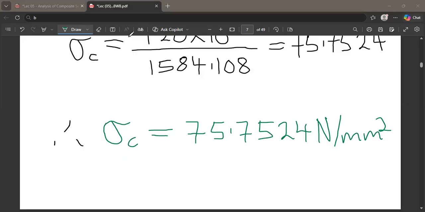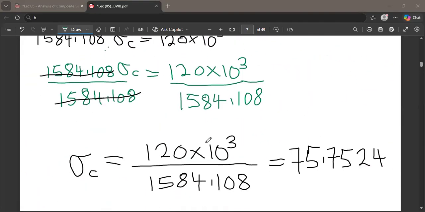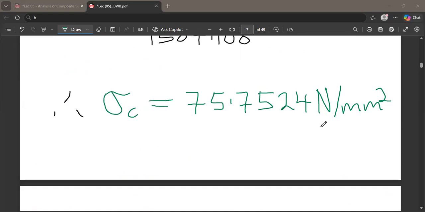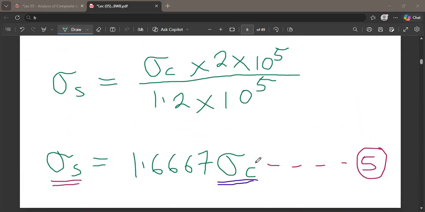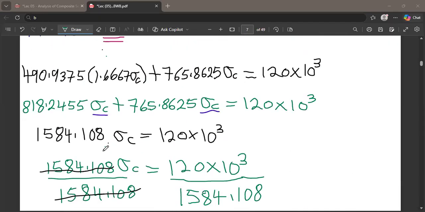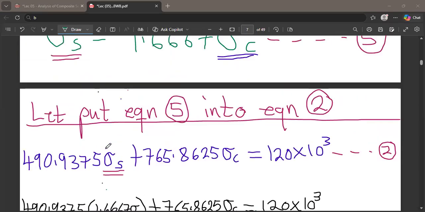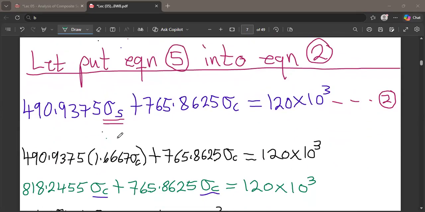Is anyone having any question to ask, any contribution before we proceed? Okay, so now we know the answer for the stress in the copper tube. We know that it is 75.7524. So let's just put that into equation 5 to get the answer for the stress in the steel rod. As simple as ABC.